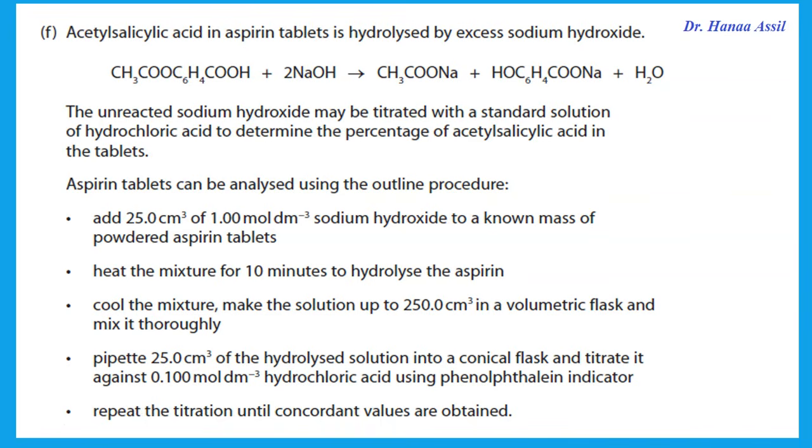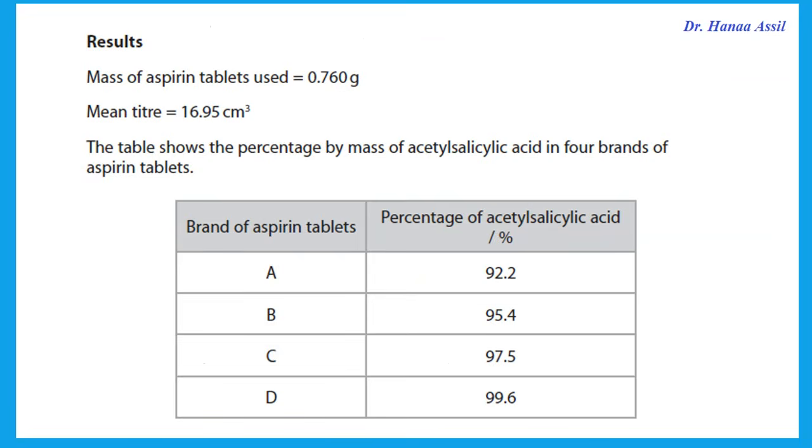Add 25 cm³ of 1 mol dm⁻³ sodium hydroxide to a known mass of powdered aspirin tablets. Heat the mixture to hydrolyze the aspirin, so this reacts with the sodium hydroxide. Cool the mixture, and whatever is left, the rest of the sodium hydroxide that did not react, is left in solution. Make the solution up to 250, mix thoroughly, pipette 25 cm³ of that into a conical flask, and titrate it against hydrochloric acid using phenolphthalein indicator. Repeat the titration until concordant values are obtained.